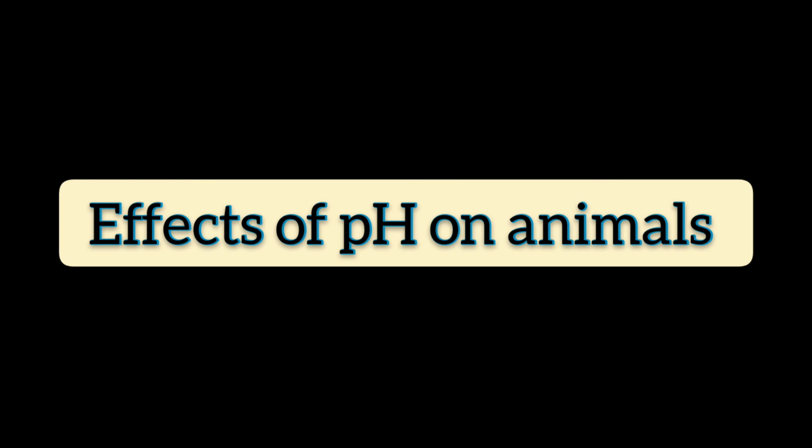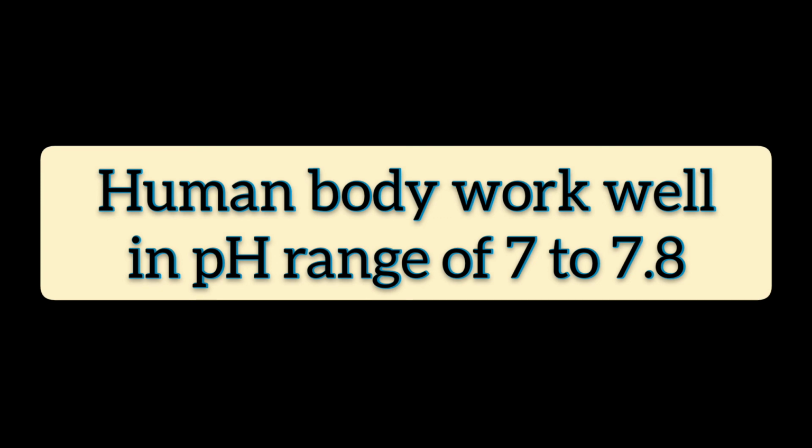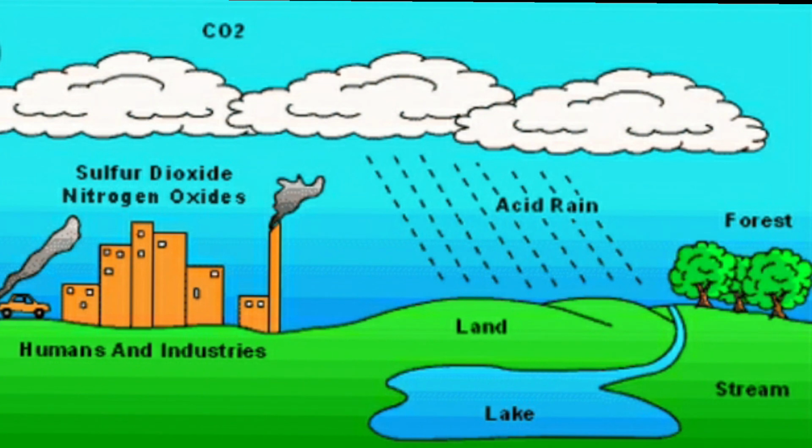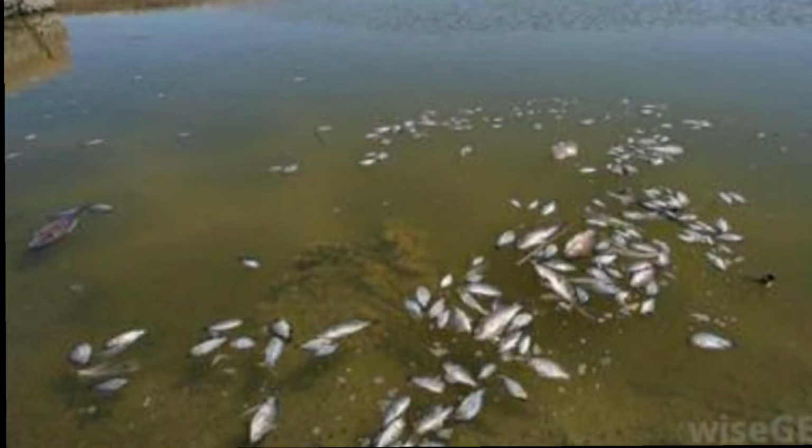Let's see the effects of pH on animals. The human body works with a pH range of 7 to 7.8, which is slightly basic. Living organisms can survive only in a narrow range of pH. Due to pollution, rainwater becomes acidic and if the pH of rainwater is less than 5.6, it is called acid rain. When this acid rainwater flows into water bodies like lakes, ponds and rivers, it makes the water bodies acidic and survival of water animals becomes difficult, which can cause even death of aquatic animals.